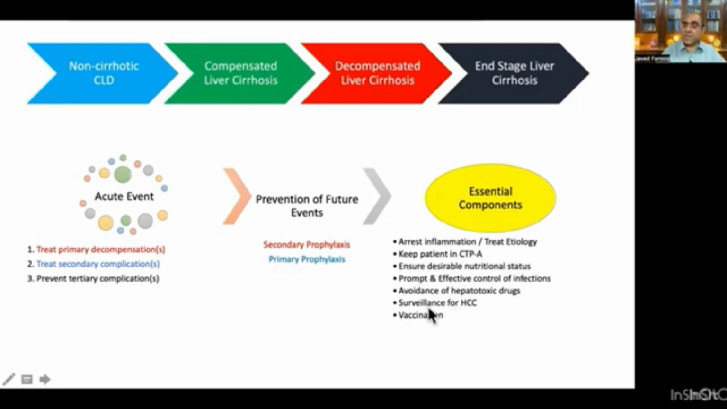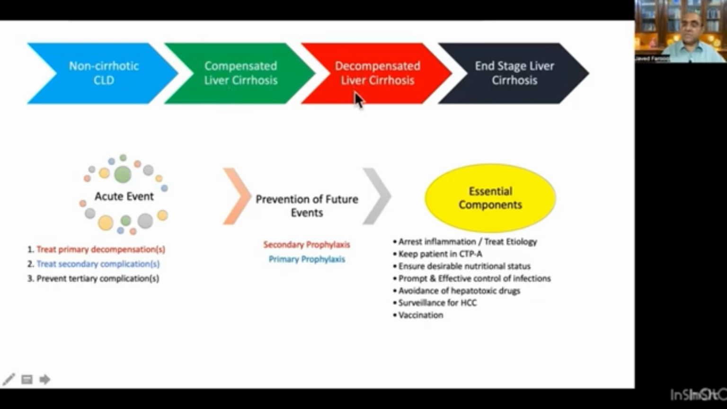This is important. Surveillance for HCC and vaccination of these patients, whether it is HCV patients, alcohol-induced, or NASH-related cirrhosis: the hepatitis B vaccination, even the hepatitis E vaccination, and the influenza vaccination. So these components must be offered to patients in compensated liver cirrhosis.